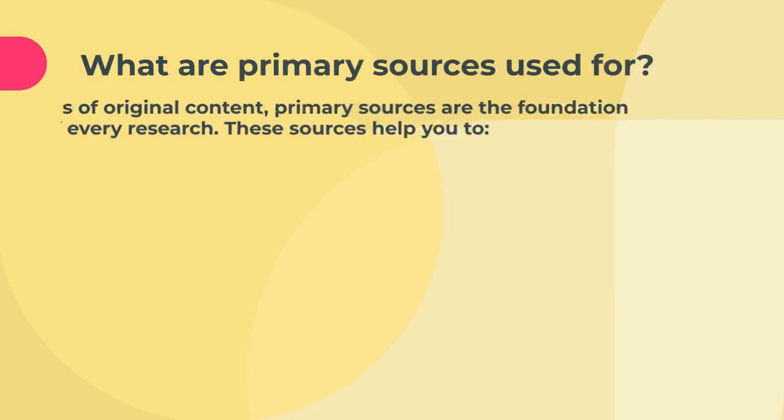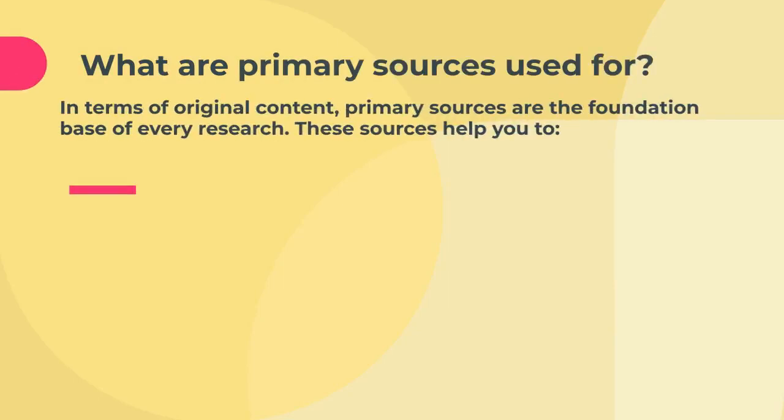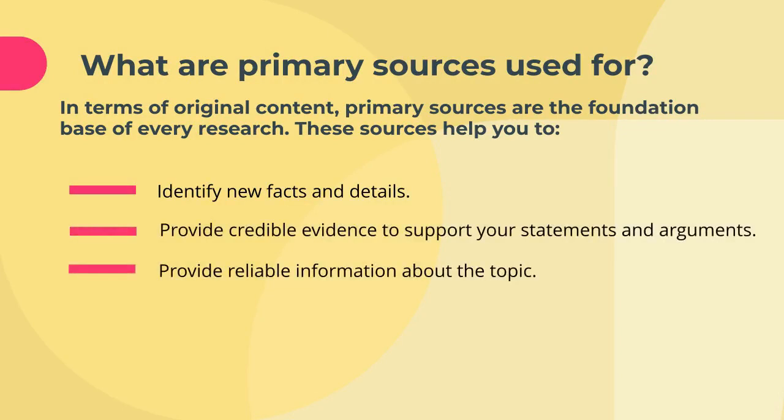What are primary sources used for? In terms of original content, primary sources are the foundation base of every research. These sources help you to identify new facts and details, provide credible evidence to support your statements and arguments, and provide reliable information about the topic.